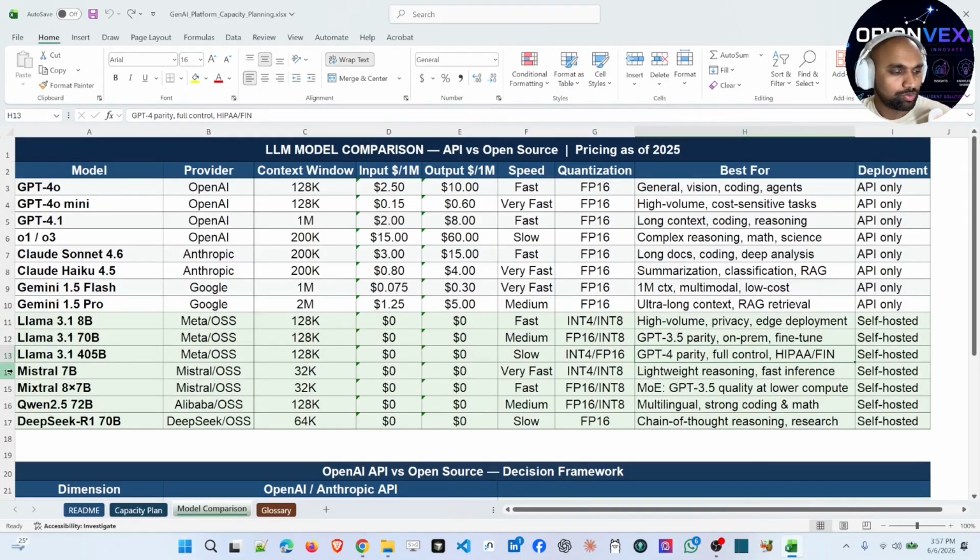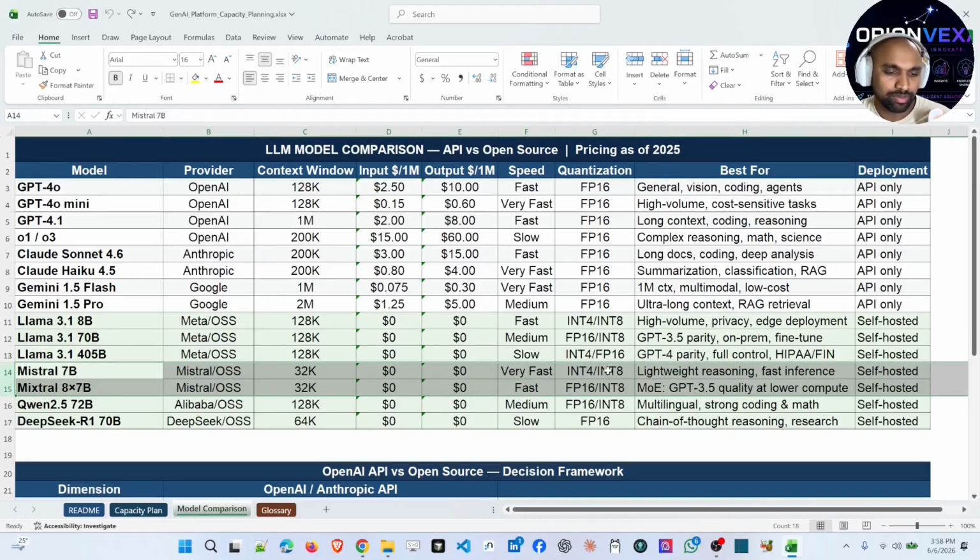Next, coming to the models from Mistral. There are two models from Mistral, that is 7 billion and 8x7 billion. Context is way too less, only 32K. These are very fast, lightweight, with good reasoning and fast inference. Mixture of experts, that is GPT 3.5 quality at lower compute for the Mistral 8x7 billion.